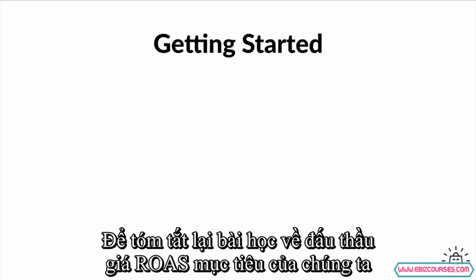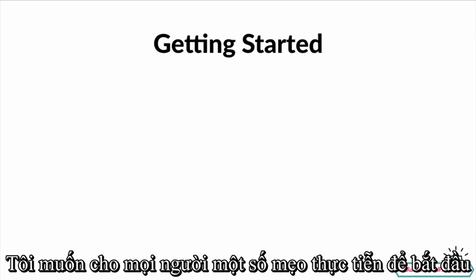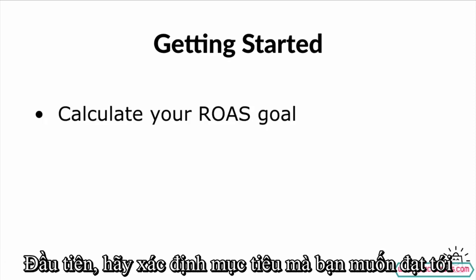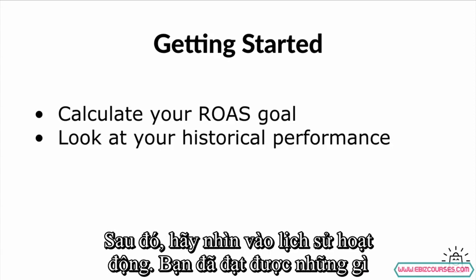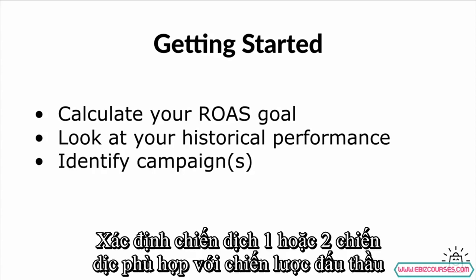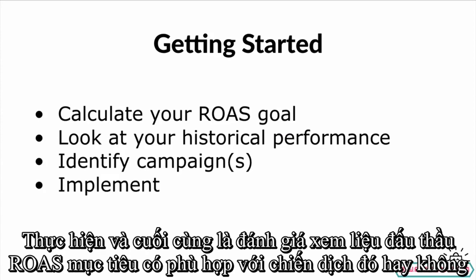To wrap up our target ROAS bidding lesson, I want to just give you a couple of practical tips to get started. First, identify which goal you need to hit. Then look at your historical performance. What have you been able to achieve? Identify certain one or more campaigns that would be suitable for this bidding strategy. Implement, and then afterwards evaluate if target ROAS bidding is right for that campaign.